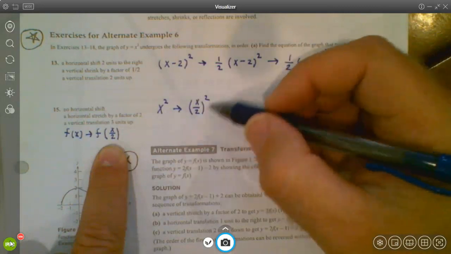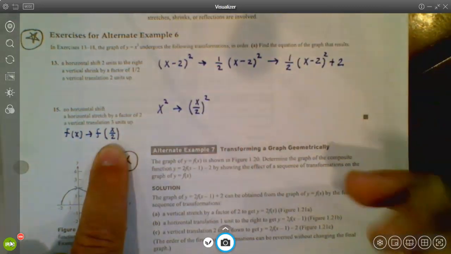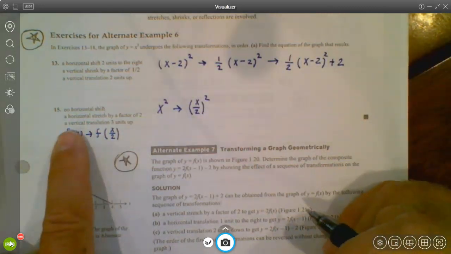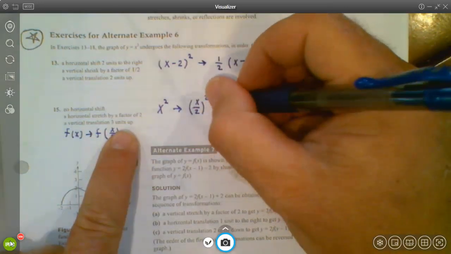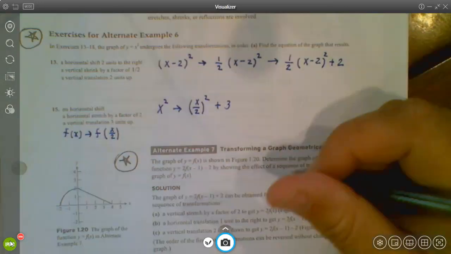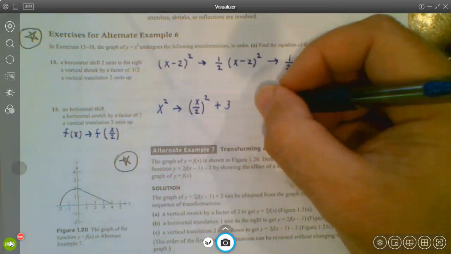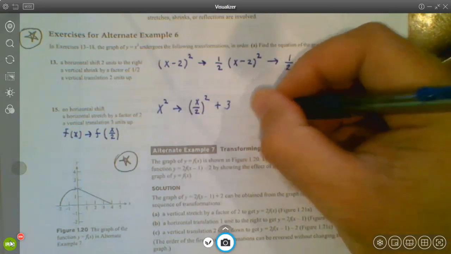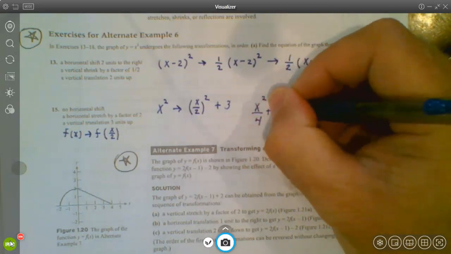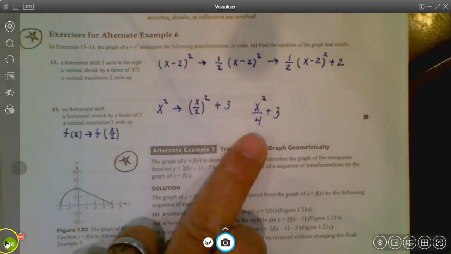And you could expand that if you wanted to write that as x squared over 4. That would be fine. But at the end of that, we're going to go 3 units up and add 3 onto the end. So we could write it this way. If you wanted to write it as x squared over 4 plus 3, that would be fine as well. Either way is fine.